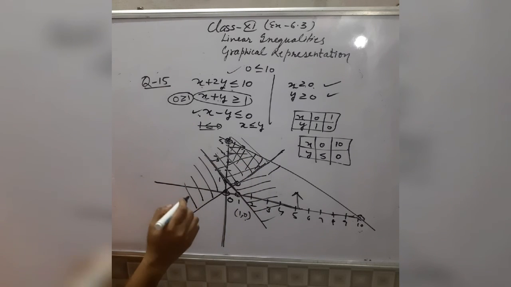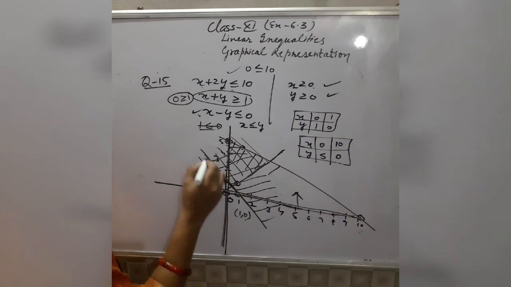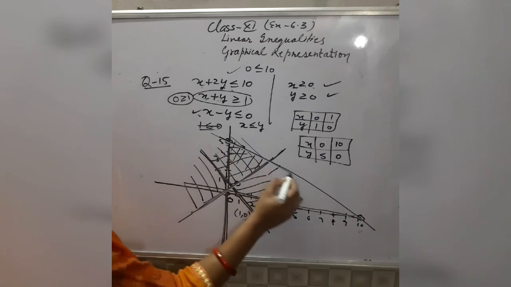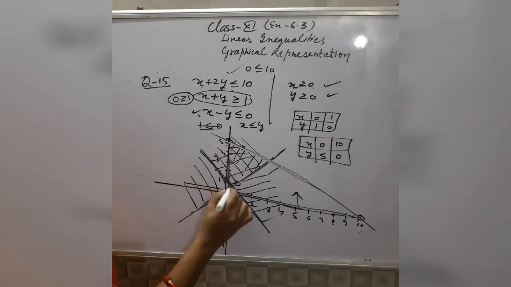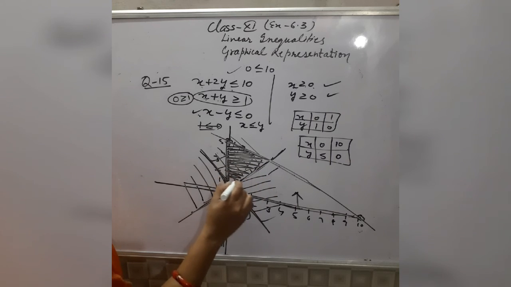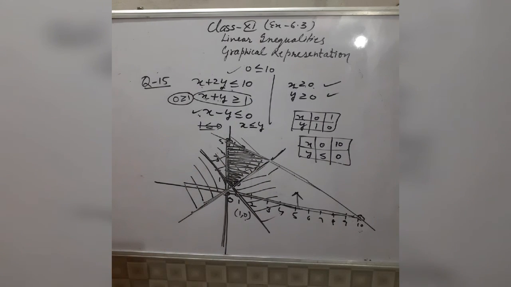Now there are a total of 5 lines. One is the x axis and another the y axis. This is the third line, this is the fourth line, this is the fifth line. And if you look at the shaded regions of all the 5 lines, this region will be common to all the 5 lines. So this is the solution of the given system of linear inequalities.